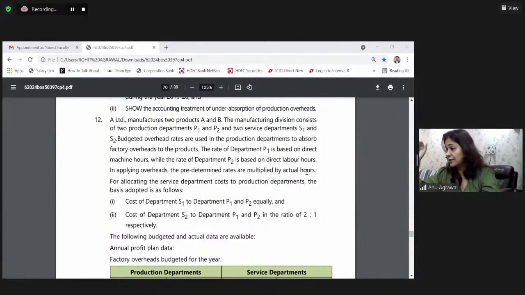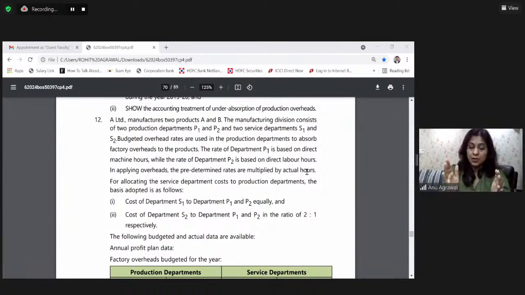Somebody asked me, I was going through, somebody had asked me, Kushi, it's already 125% zoomed. Okay. Ma'am, what is the difference between machine hour rate and comprehensive rate?